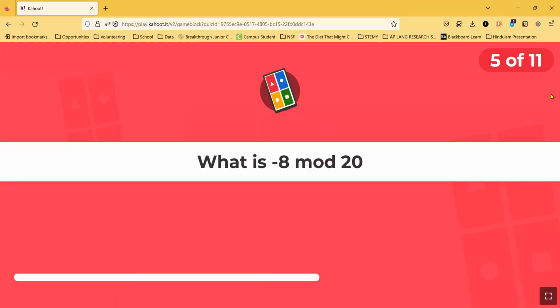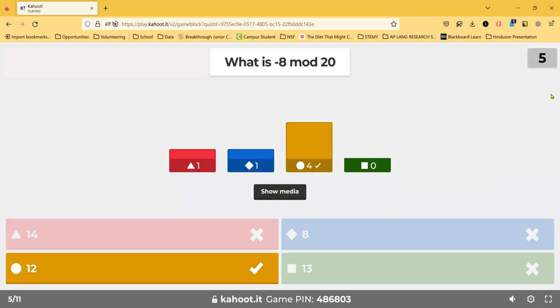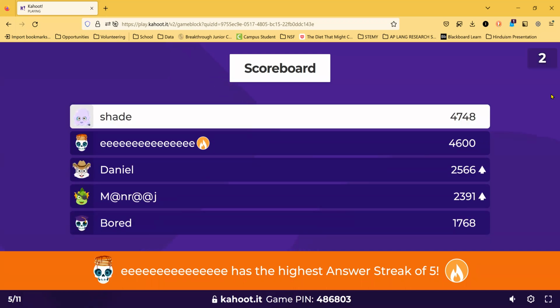What is -8 mod 20? The greatest multiple of 20 that's less than -8 is -20. The difference between -20 and -8 is 12. So the correct answer is 12.